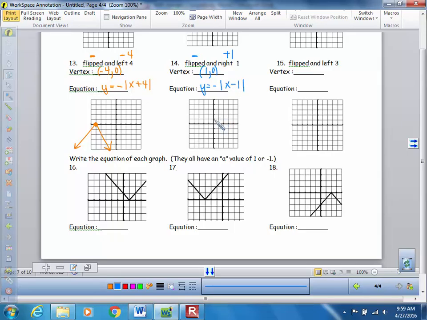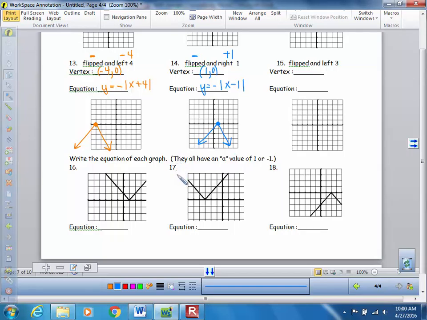Now to graph that, you do exactly what it tells you. Which way did it tell us to go in 14? It told us to go to the right. So I'm going to go right 1, put my point. Then I just look, it tells me it's flipped, so it's going to be facing down. Okay, any questions so far?